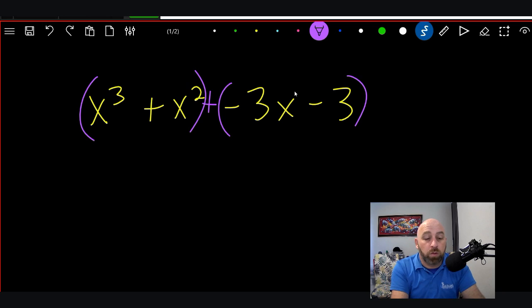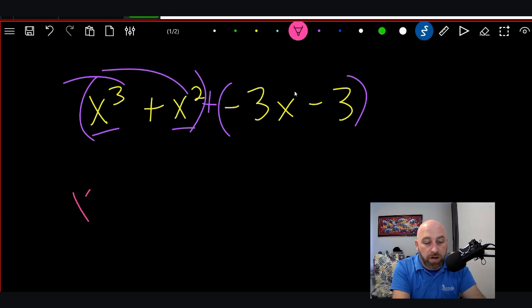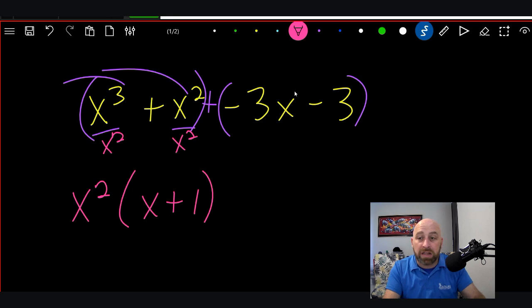Okay, so what do we do here? X cubed and x squared. What comes out of that? Well, x squared comes out of there. What's left over? Well, we divide everything by x squared. X cubed divided by x squared is x. X squared divided by x squared is 1. Remember, anything divided by itself is always 1. Don't forget that plus sign right here. But you're going to see something here in just a second. It's going to be like, wait, what? Okay, so we'll put the plus sign there.